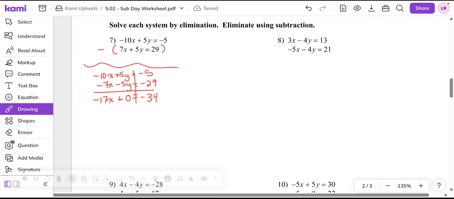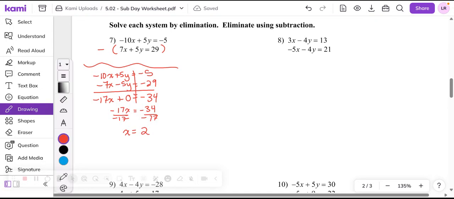Now, I solve the equation. So from here, I'm going to divide both sides by negative 17. And I'm going to get x equals 2. Now, once again, just like before, once I get that answer, I'm going to substitute it back in. I'm actually going to use the bottom equation. And it really doesn't matter, you just got to make a decision. So I'm putting 2 for the x.